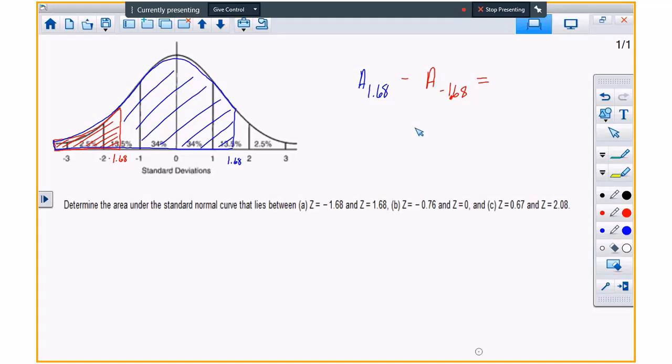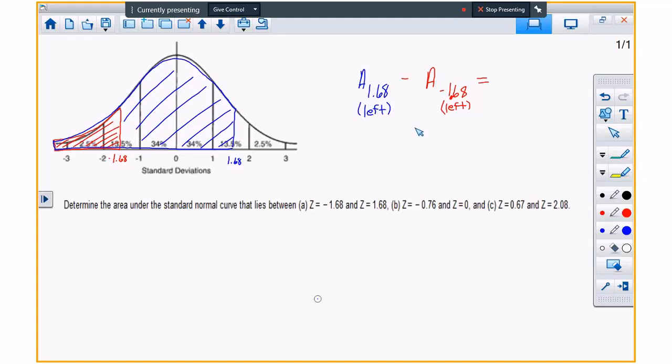Now the table only gives you the area to the what? To the left. So that's why you have to subtract it. Okay, the table only gives you the area to the left of the number, of the z-score. So you have to do it this way if you're trying to find between.